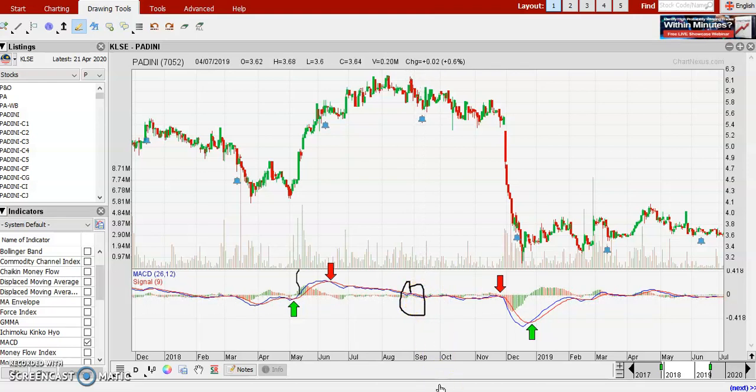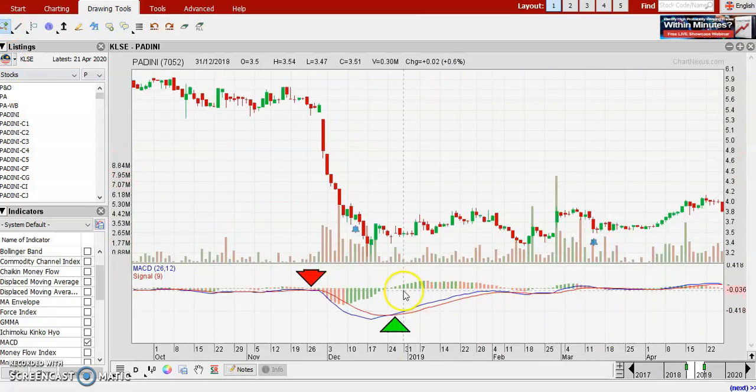The third crossover rule is by looking at the histogram. In this case, where is the buying point? We will focus on the histogram only. Let me make it bigger. At this point is a buying signal. Why do I say a buying signal? Because the histogram turned from below to above zero.